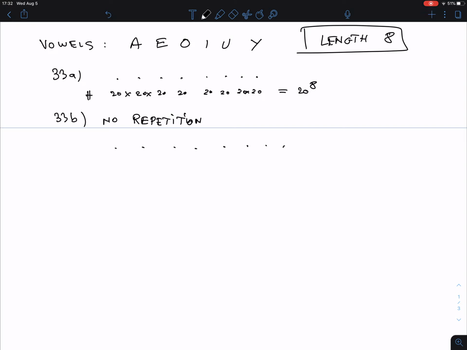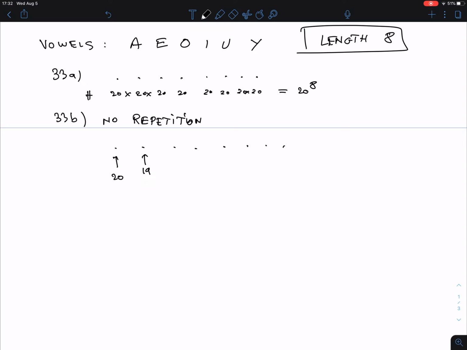Okay. So I'm going to build it again, and again I can only choose the consonants, which are 20 of them. So for the first one, I have 20 choices. Let's say I picked Z there. I like that letter, so I picked Z. But then in the next spot, I cannot use Z anymore. So how many possibilities do I have left then? 19, right? So I have only 19 possibilities for this one.